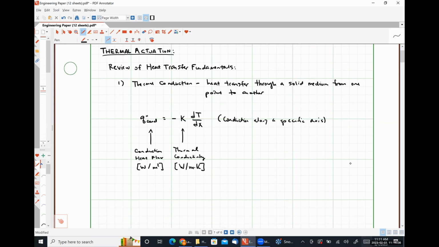Our second mode of heat transfer is going to be natural thermal convection. So in natural thermal convection, heat transfer occurs from a surface into a stationary body of fluid.